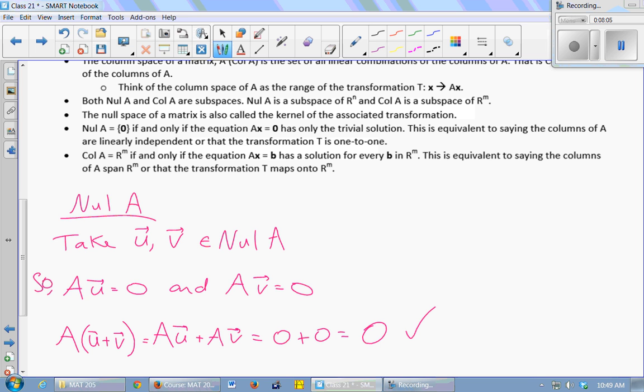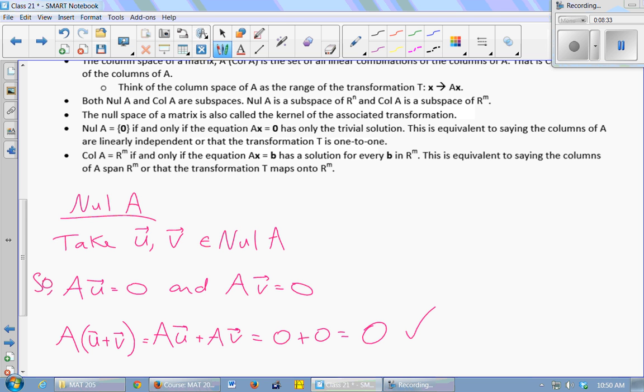The null space of A is just the 0 vector if and only if the equation Ax equals 0 has only the trivial solution. And that was also the criteria we used to determine if the columns of A were linearly independent or that the transformation was 1-to-1. So if there's only one vector that goes to 0 and it's the 0 vector, the null space of A is just the 0 vector.